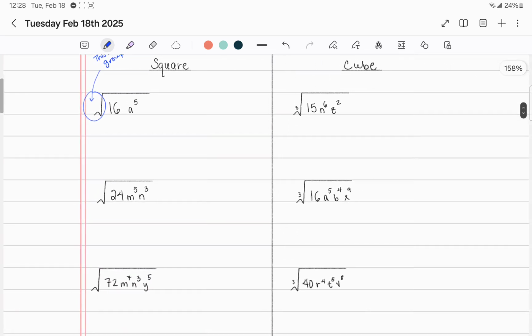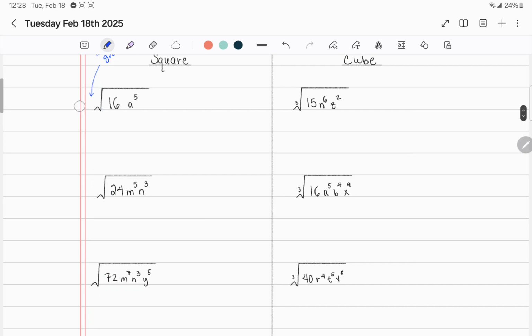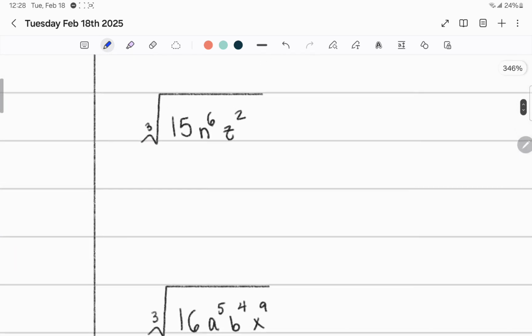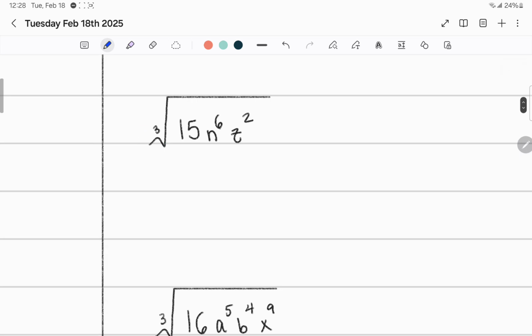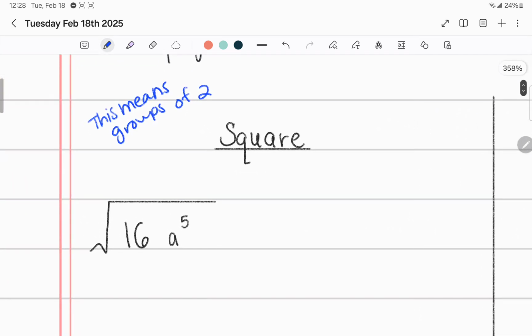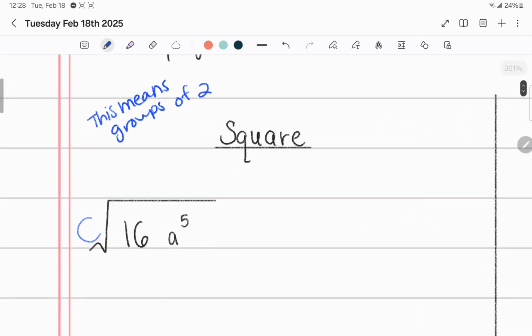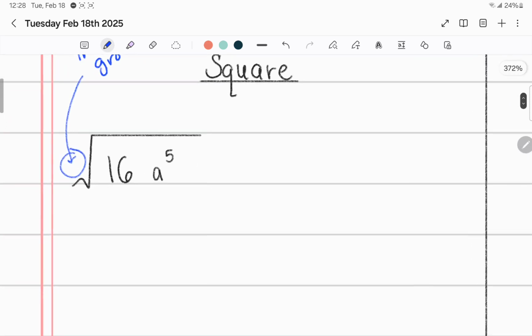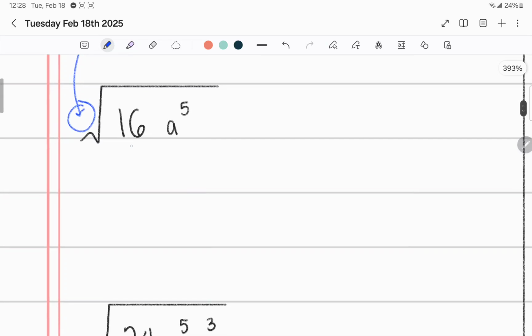So these 3 here do not have the little number on the outside. That means we're doing pairs of 2. Unlike cube root that you'll see has the little 3. But we'll get to that in a second. So again, no number on the outside means groups of 2. So the first step is to break this down. We can use anything that gives us 16 other than 1 times 16. So we can do 4 times 4 or 8 times 2. They're all going to give you the same answer.